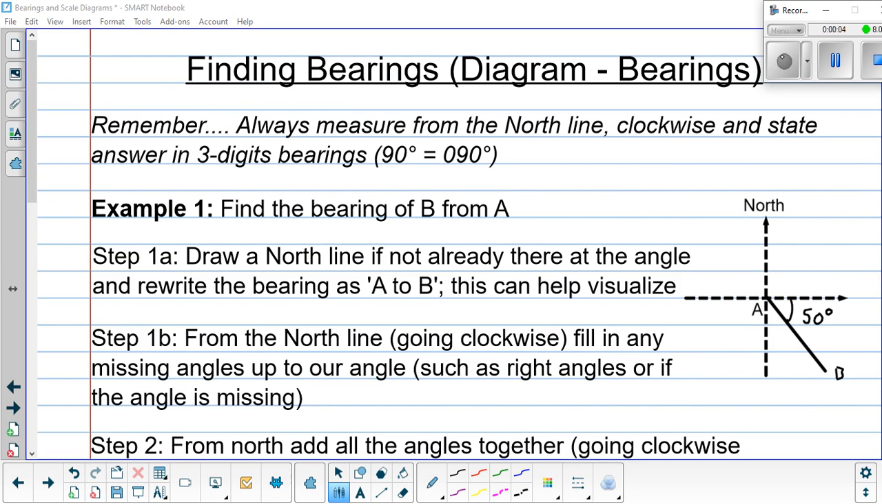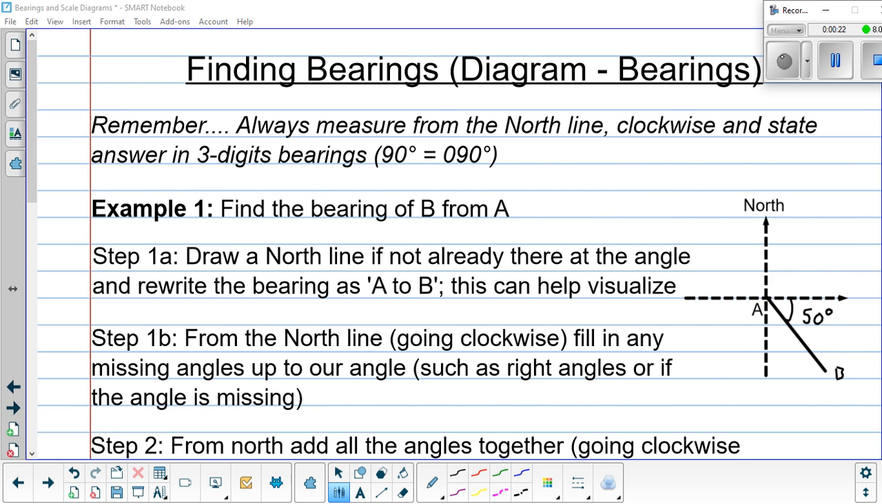We're looking at finding bearings again, this time without measuring, where it's just purely based on calculations. This is mostly what you're going to see with bearings, where you're going to be given some angle that's not quite in bearing format, and they're going to say, okay, find it. So, find the bearing of B from A. So we're looking at A.